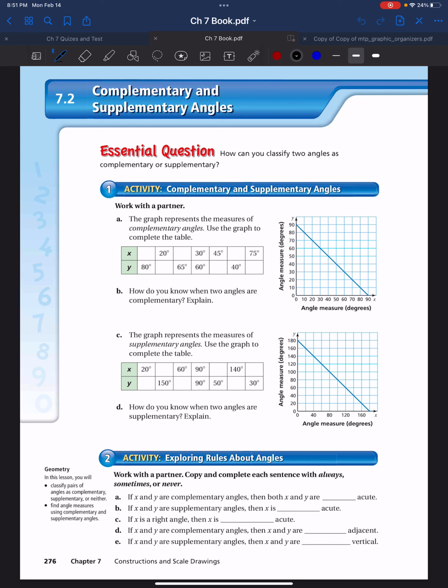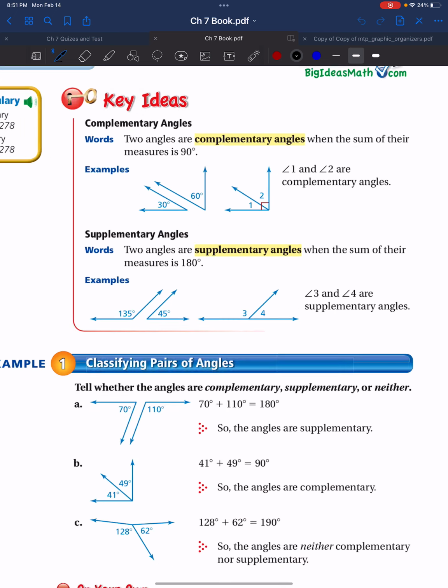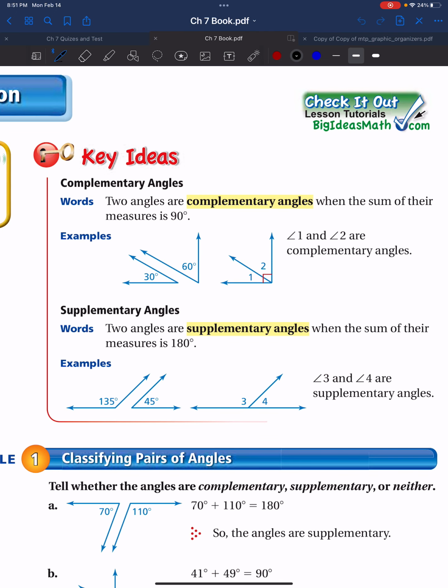Okay, so we're on page 276, but we are going to go now to the actual lesson page. So here we go. Complementary and supplementary. Basically, all these two words mean is that two angles have now joined each other, they have an adjacent side, and now they have created one giant angle.